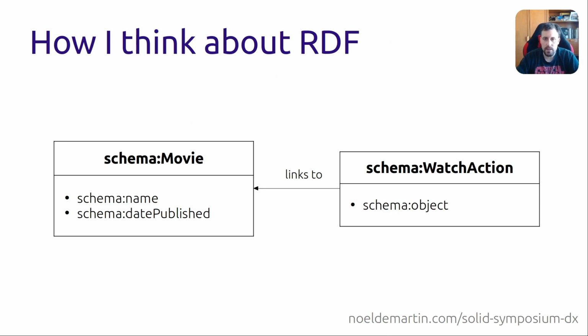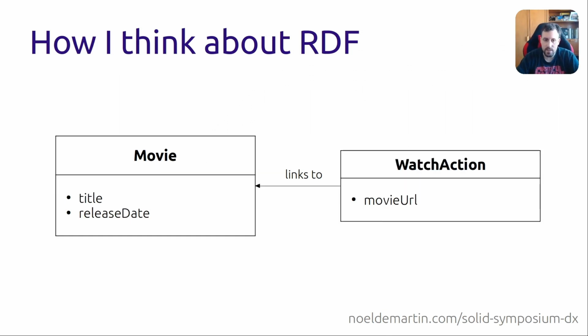They are using the schema ontology. And we also have another object, which is the watch action. And using the object property, it's pointing to a movie. So this is how you should think, or how I think about RDF to simplify it. I don't think about the specific serializations. But when I am working on my applications, the way I think about the data is actually like this.